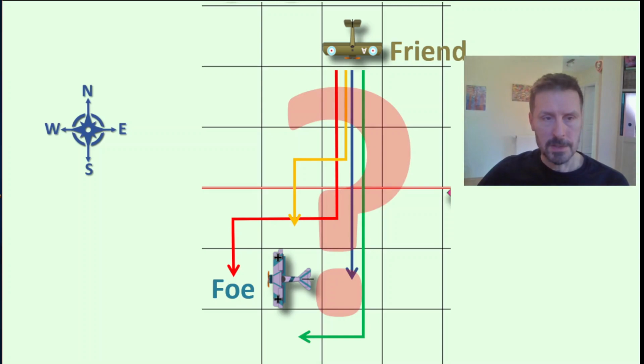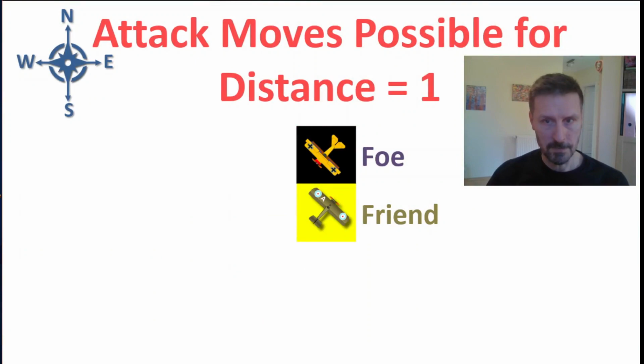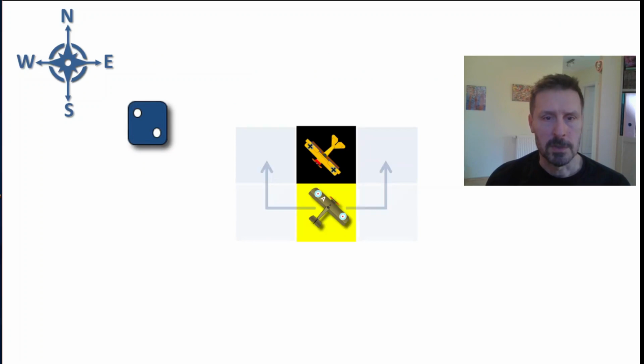Let's start with the easiest example first. When the friend plane is already adjacent to the foe, we're finished, right? Not quite. We still need to roll the dice at the beginning of each turn. We roll the two. Let's see what that will do. We can move two squares in a line again with an attack from the west or the east. Unavailable to us here are attacks from the north and the south. What about a four? With a four, we have many more possibilities.